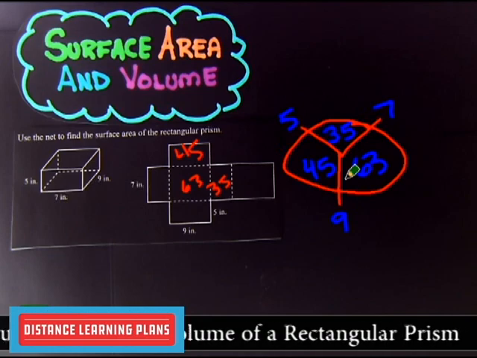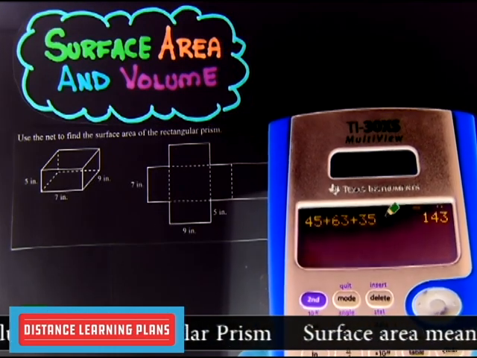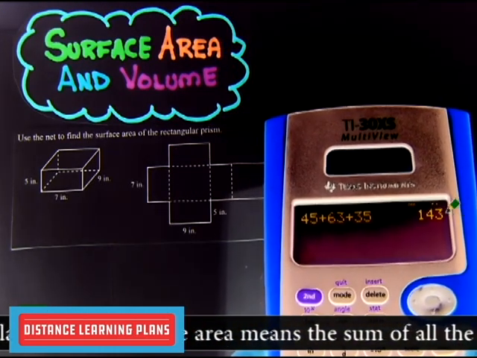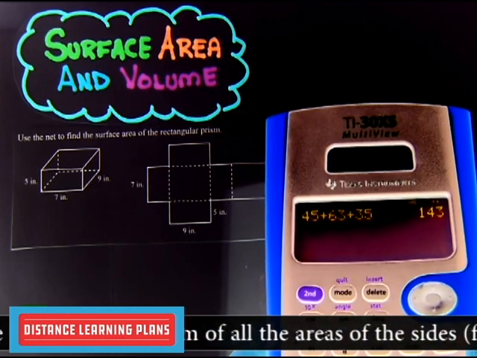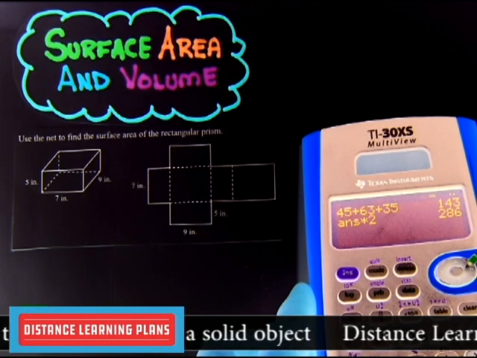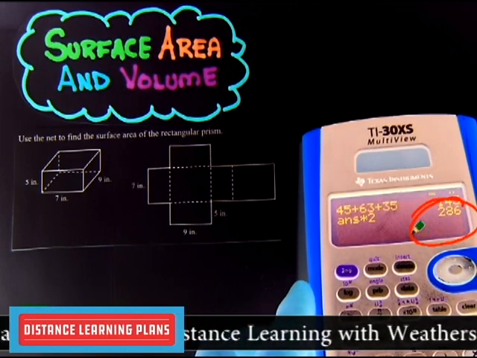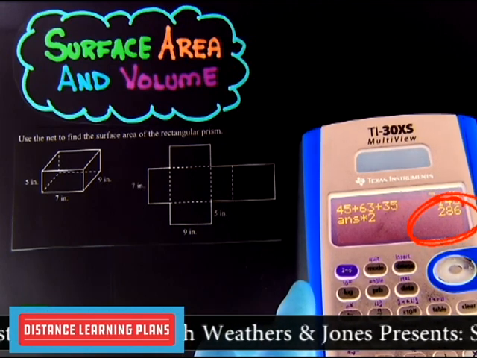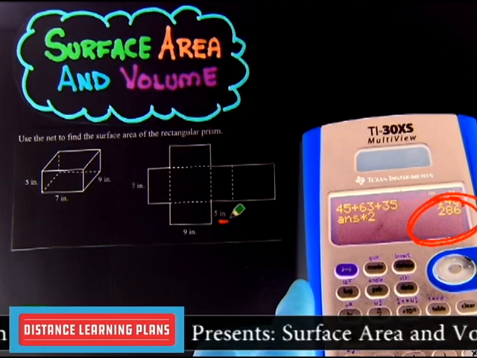So let's take a look at the calculator. Here I've got my 3 faces added up. That's 143, but I'm going to double it because there's actually 6 faces. So when I hit times 2, the total surface area for the entire shape is actually 286 inches squared.